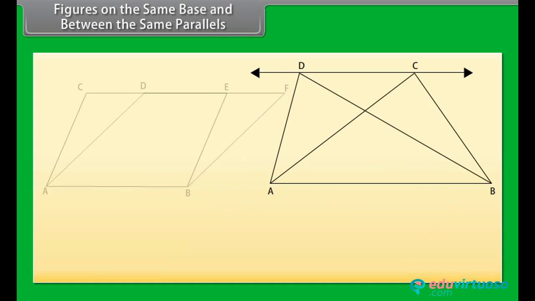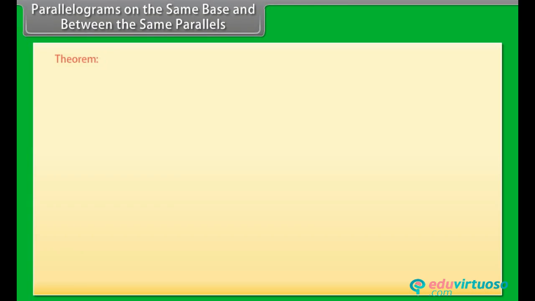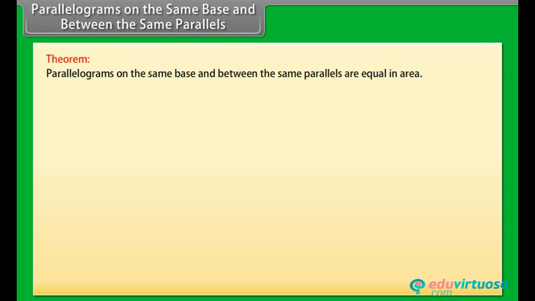So we can say that 2 figures are said to be on the same base and between the same parallels if they have a common base side and the vertices or the vertex opposite to the common base of each figure lie on a line parallel to the base. Parallelograms on the same base and between the same parallels. Theorem. Parallelograms on the same base and between the same parallels are equal in area.